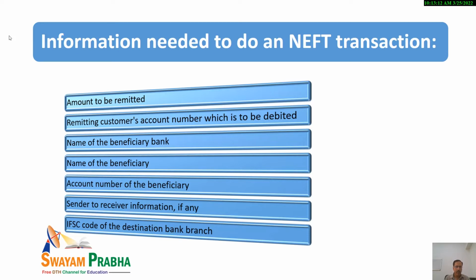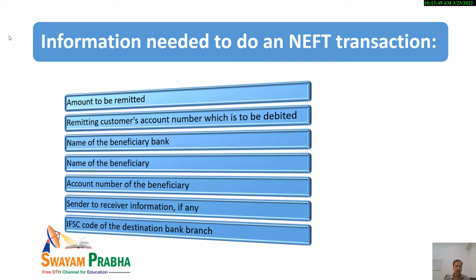Secondly, it should be known what is the account number that is to be debited. That is basically the account number of the remitting customer. In case you want to transfer money to someone, your account number will be needed. Then the name of the beneficiary bank, the name of the beneficiary, and the account number of the beneficiary will be required, otherwise you will not be able to transfer the money.